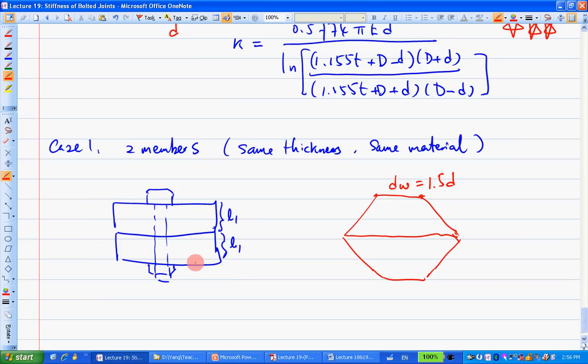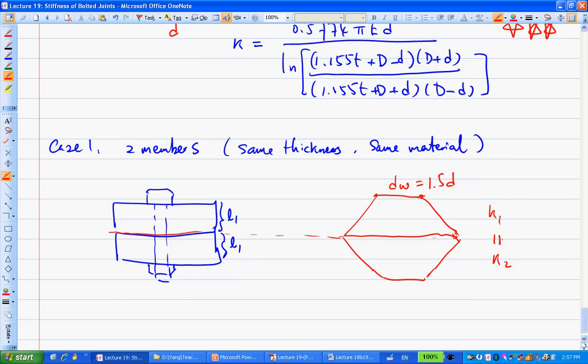So in this case, there are just two members. And we said the same thickness, same material, so this line here is basically this line here, right? Then the next question to ask is, how many frustums do we have under this pressure cone? Two, right? One is this, the other is this. Because they are symmetric and the same material, the stiffness calculated for this frustum and this frustum should be the same. So we just need to calculate one. If this is K1 and this is K2, then K1 and K2 should be the same in this question, right?